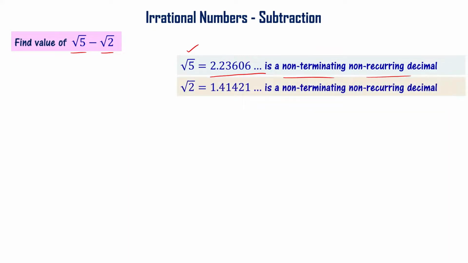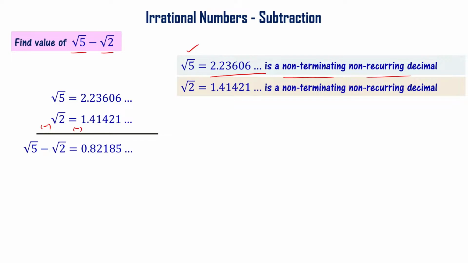And root 2 is also an irrational number. Its value is 1.414 and so on, right? Now let me subtract root 2 from root 5 using these decimal expansions. When I subtract, what I'm going to get is root 5 minus root 2 equal to 0.82185 and so on. This is also an irrational number, right? Can I now say that subtraction of irrational numbers is closed?